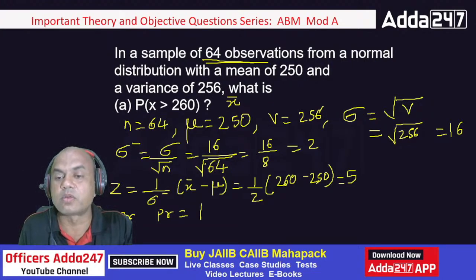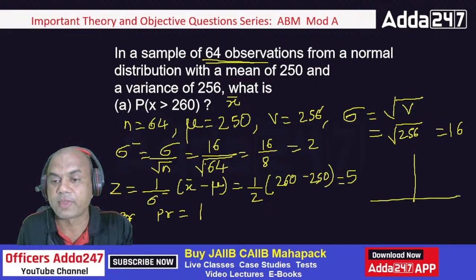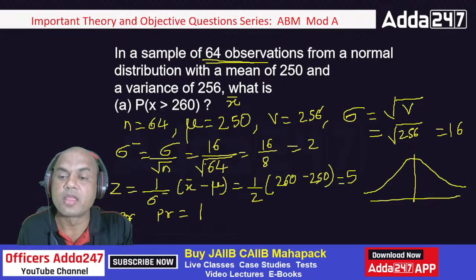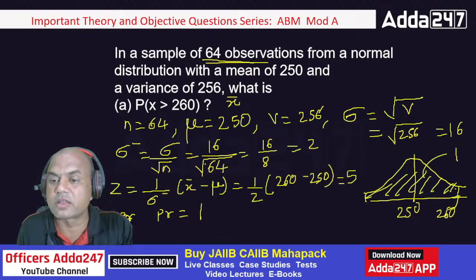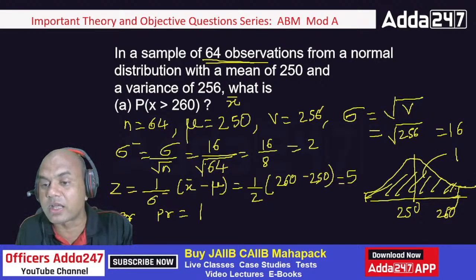See, I'll draw it over here. You need to understand this. So this is my mu 250. This is my 260 over here. So I'm getting this probability, this part equals to 1. So this is 1. So I want greater than, but I don't want this.